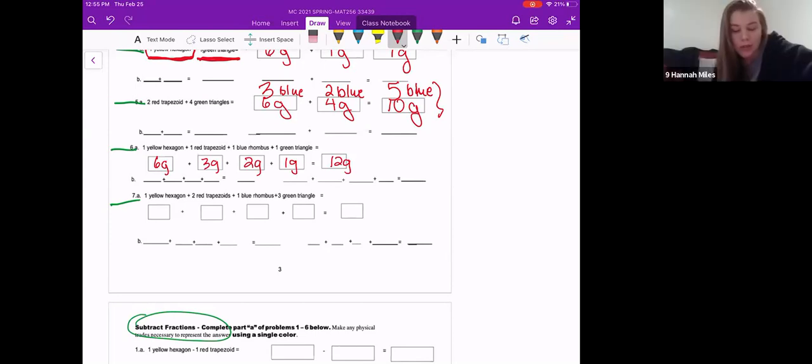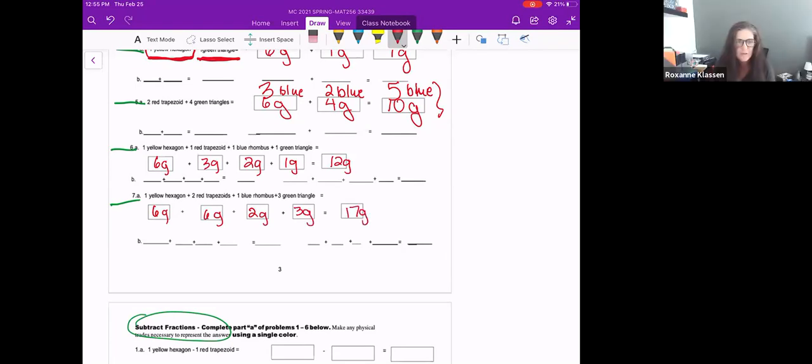I got 6 green plus 6 green plus 2 green plus 3 green for 17. Anyone agree with that one? Yeah, it really helps if you're using a manipulative with it, right? It really makes a difference, or at least if you've written some key somewhere.